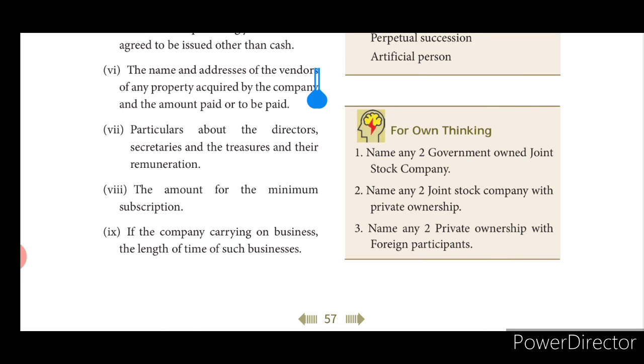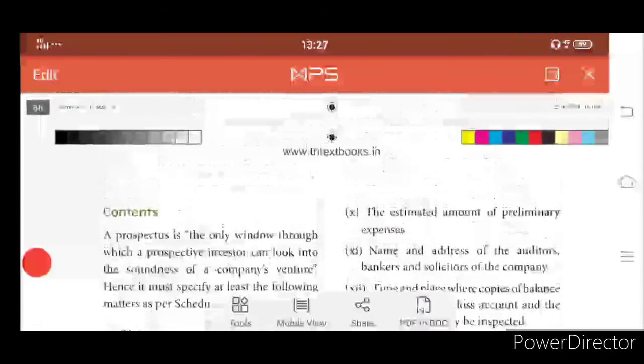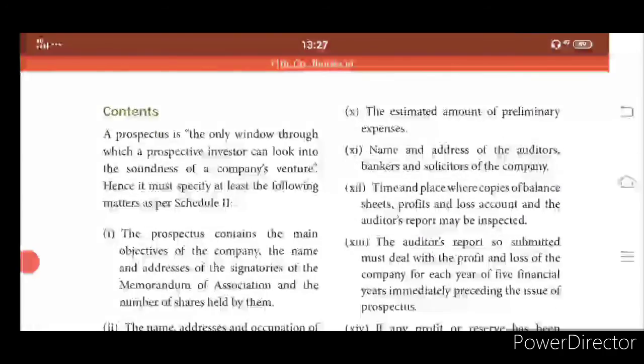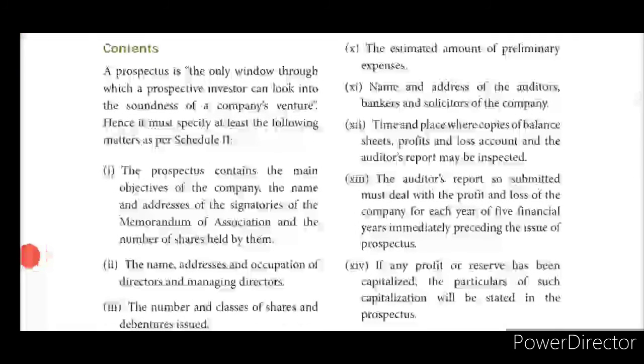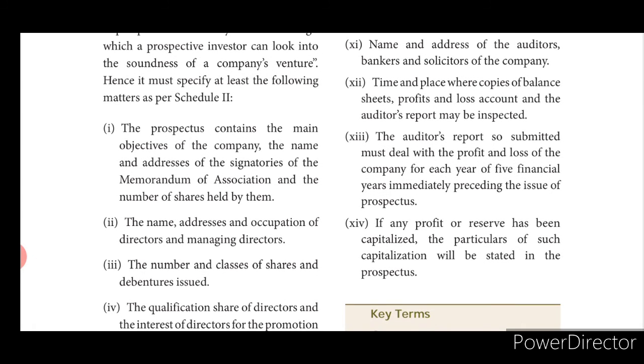The amount for the minimum subscription should be there. If a company is carrying on the business, the length of the time of such business also should be there. Then the estimated amount of preliminary expenses, basic expenses and all should be mentioned very clearly. Name and address of the auditors, bankers and all should be there. Time and place where copies of balance sheets, then profit and loss account and auditor's reports may be inspected.